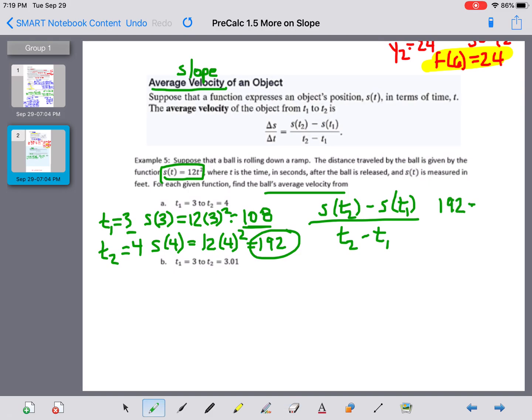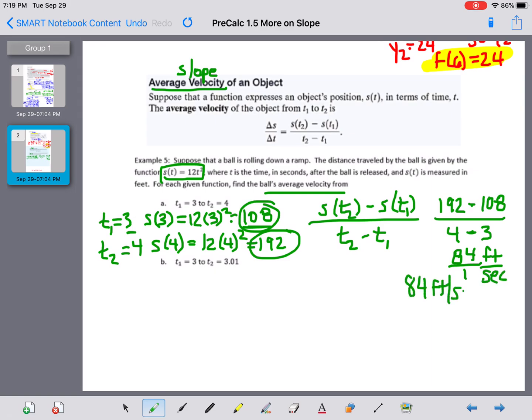Minus my s of t of 1. Well, that was the 108 I found, over my change in time. Well, my change of time is 4 minus my 3. 192 minus 108 is 84, and 4 minus 3 is 1. The important thing is, because we're talking average velocity, my top number is 84 feet. My bottom number is in seconds. So make sure you get that label on there, 84 feet per second.